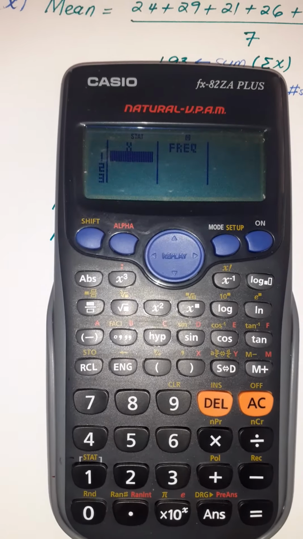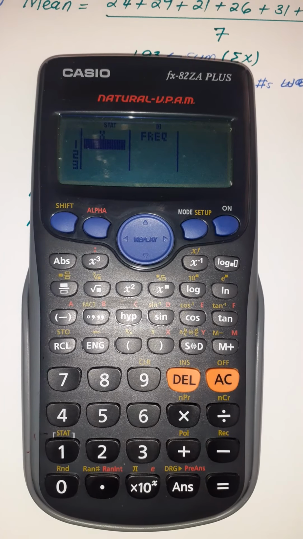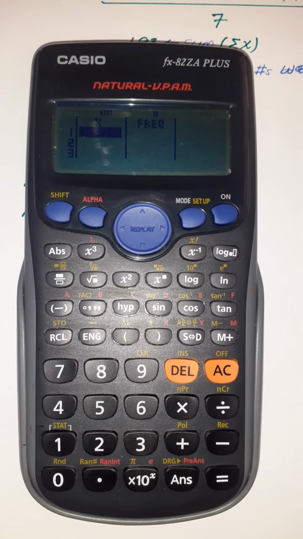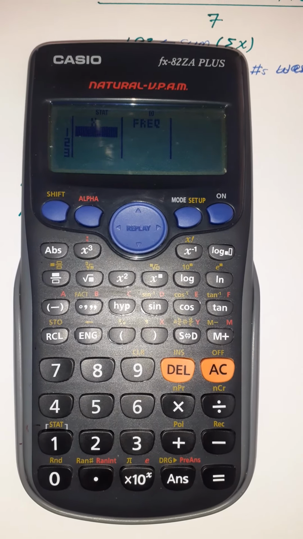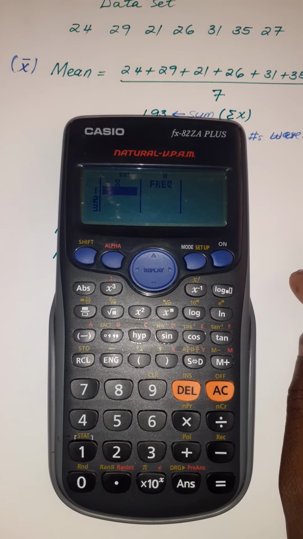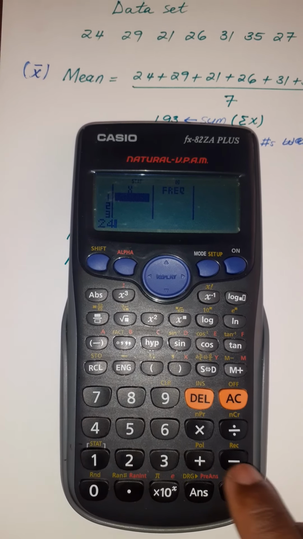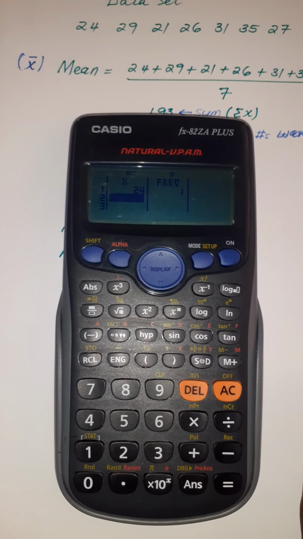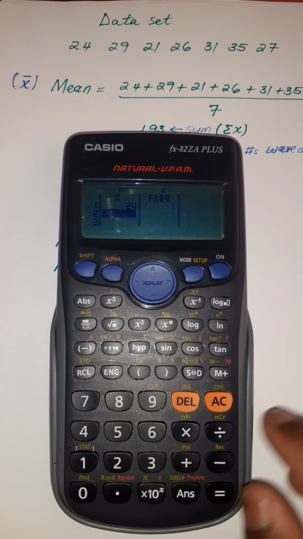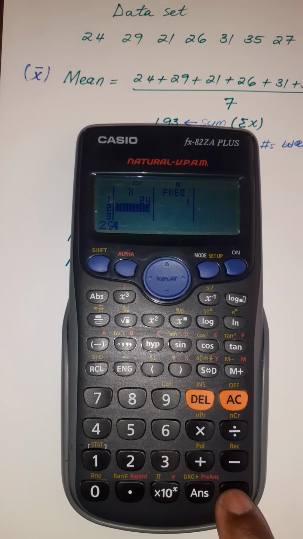Now, where you see this column, we see the X. Above there you can see STAT. So we can now put in the data. The first number that we have there is 24. We punch 24 and then equal. We punch 29 and then equal.